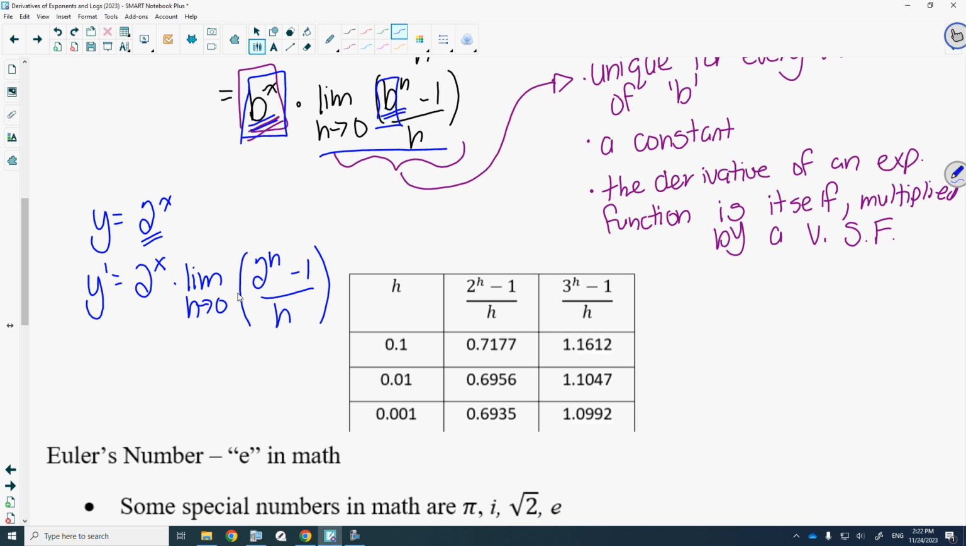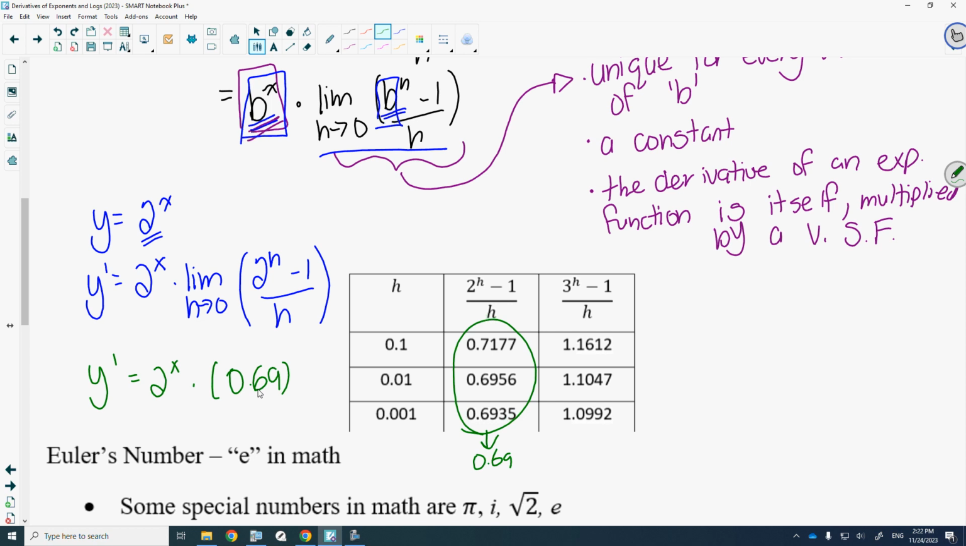So if my base is 2, I'll just tell you. Here are the values if your base is 2. What that portion of the limit is going to approach is 0.69. Okay, so the derivative of 2 to the x is 2 to the x multiplied by this stretch factor here. So far, again, don't worry about this number just yet.